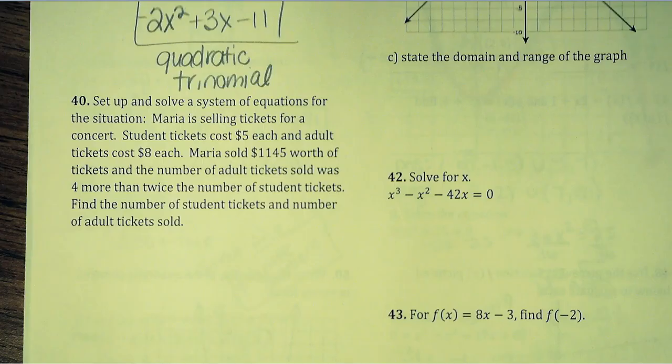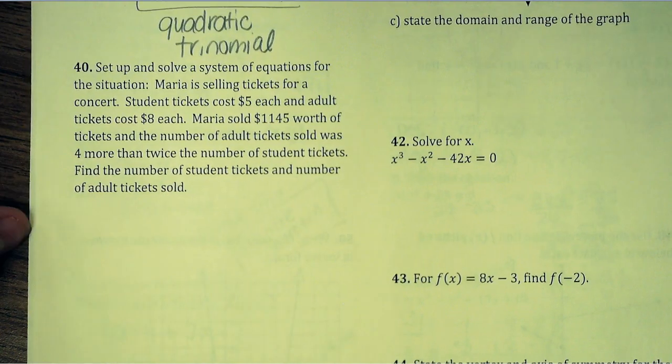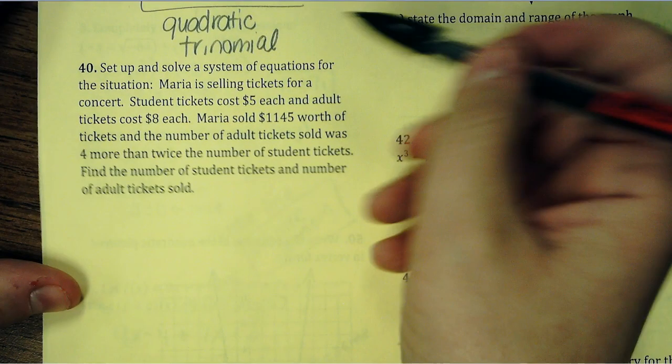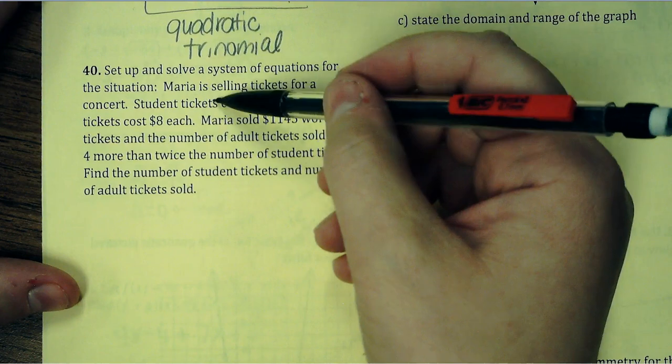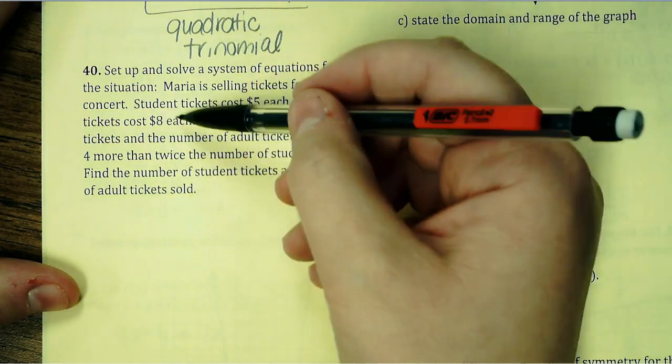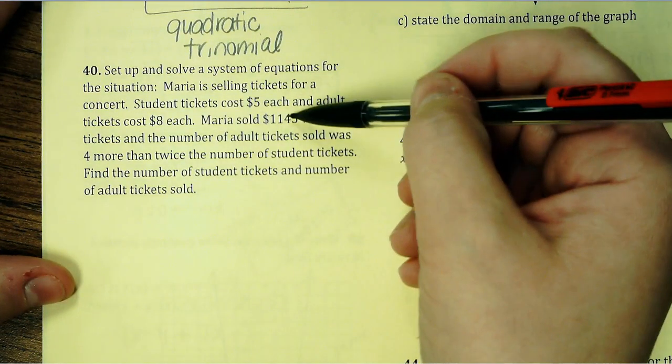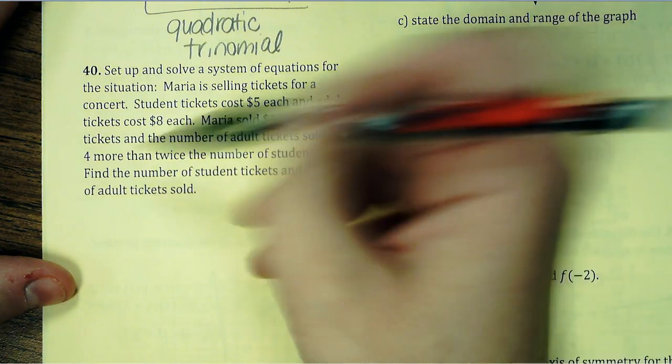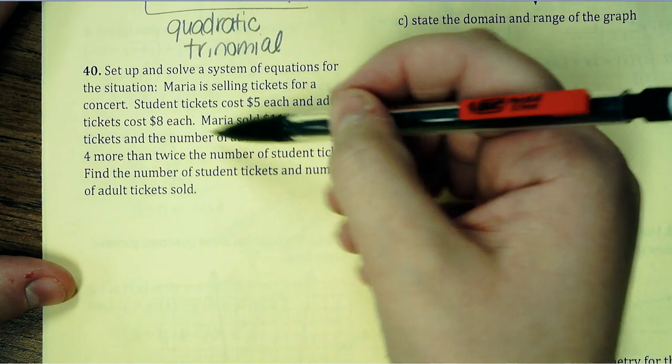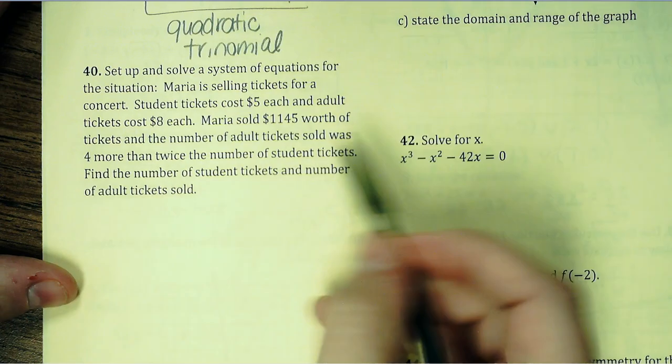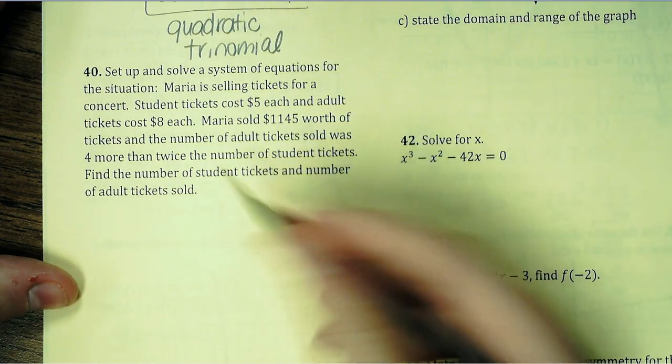Number 40, set up and solve a system of equations for the situation. Maria is selling tickets for a concert. Student tickets are 5, adult tickets are 8. She sold $1,145 worth of tickets. The number of adult tickets was 4 more than twice the number of student tickets. Oh my gosh, we got a lot going on here.